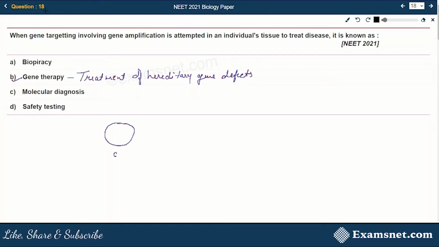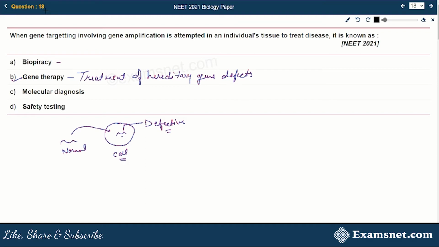Suppose this is a cell or a tissue which consists of a defective gene which is responsible for carrying the disease. In this process, a healthy or normal gene is inserted inside this cell to take up the function of this defective gene. This healthy gene will get inside the cell, multiply itself and perform all the functions that the defective gene was unable to perform, so that this cell can function normally. So this was about gene therapy.